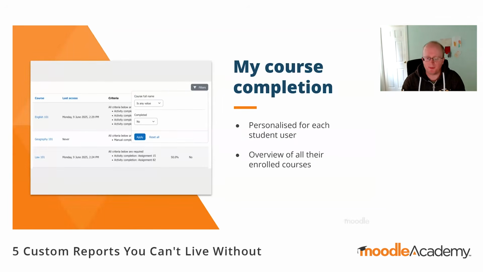So the first one, this is a report that's really applicable for any type of attainment that can be reported on. So it can be competencies, badges, grades. In this case, I've gone for course completion. So the intention of this report is to allow any user on the site to have a personalized, their own version of the report that shows data relevant and specific to only them. And how do we do this?